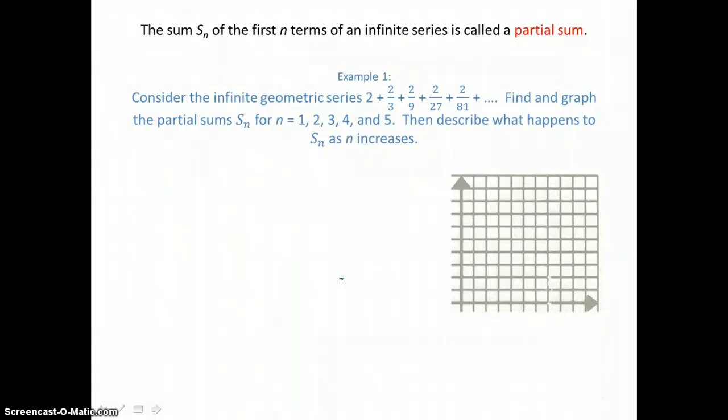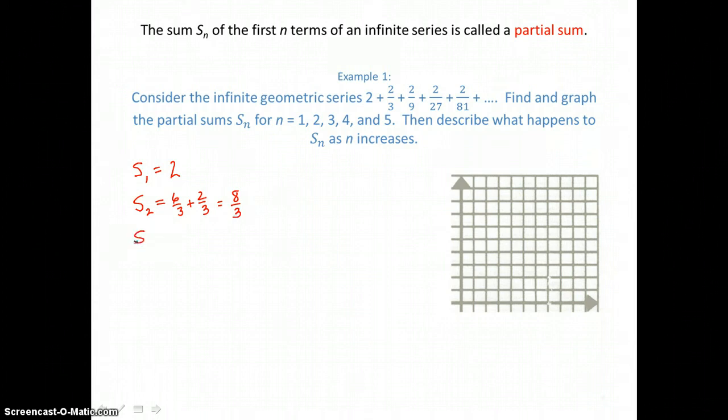And in example 1, we're given an infinite geometric series. We want to find and graph the partial sums S sub n for n equals 1, 2, 3, 4, and 5. Then describe what happens to S sub n as n increases. So S sub 1 is going to equal that first term, 2. S sub 2 is the sum of the first two terms. So 2 plus 2/3, or 6/3 plus 2/3. Getting a common denominator, which is a total of 8/3.